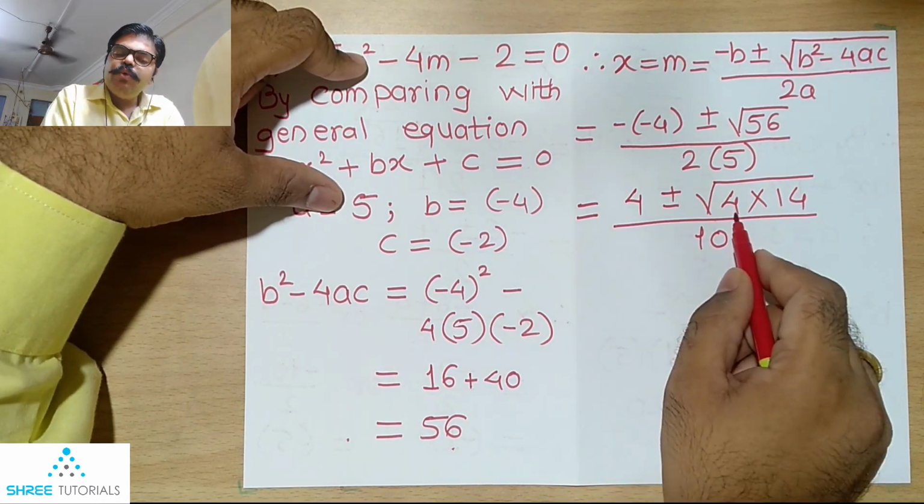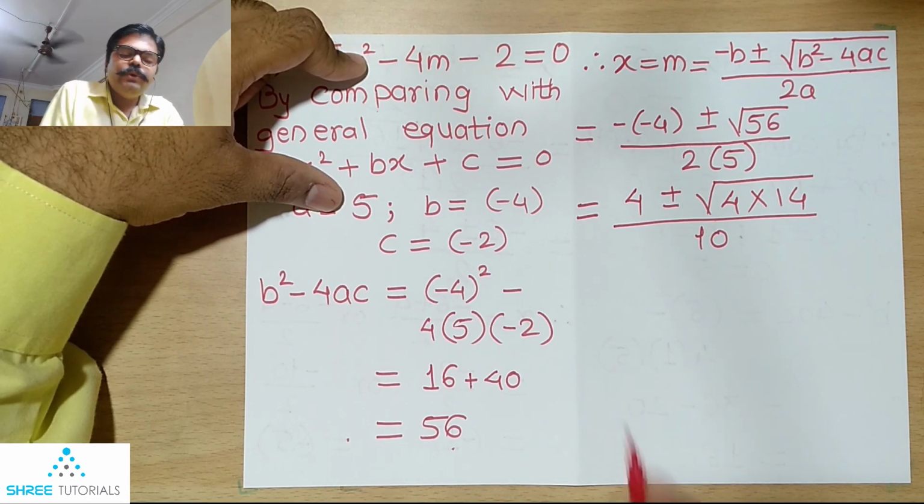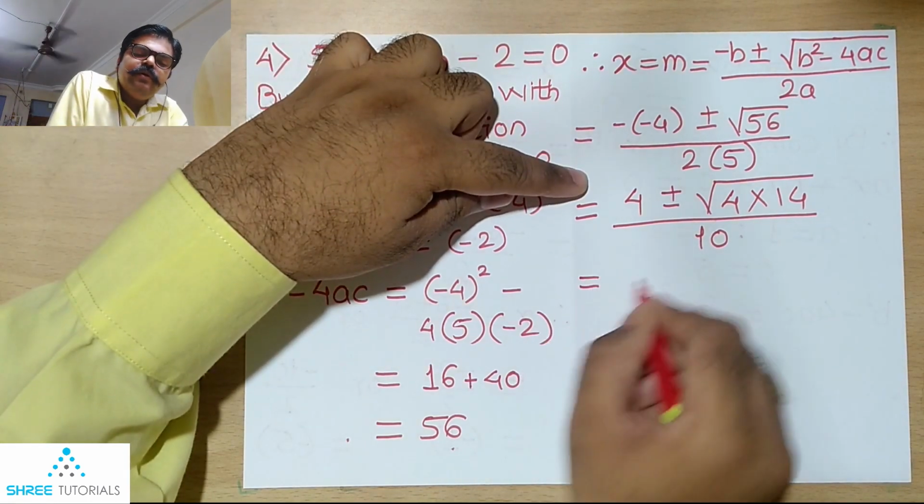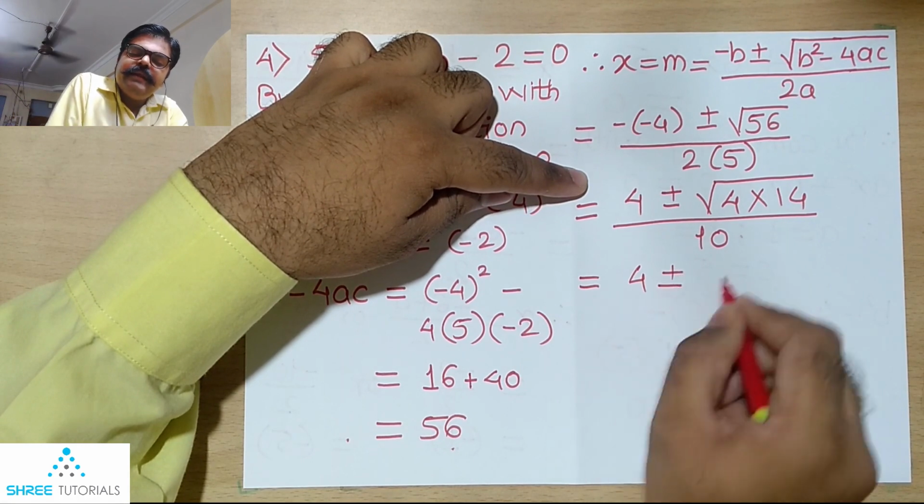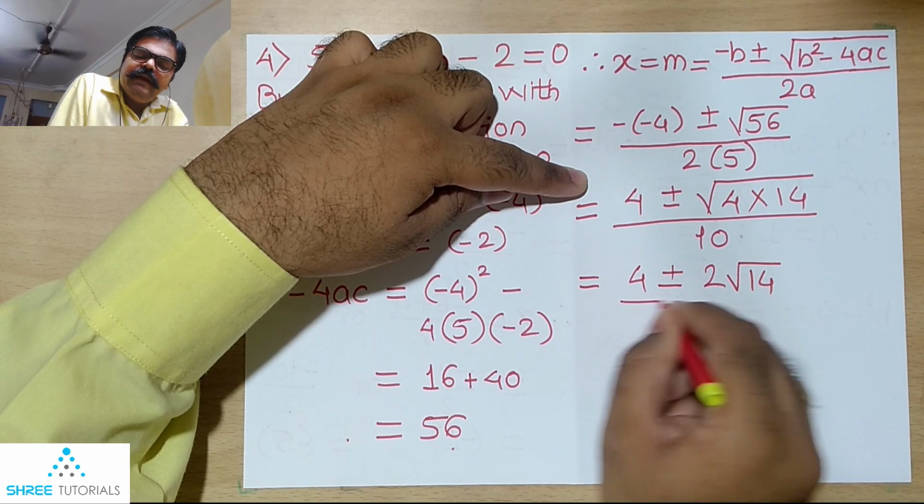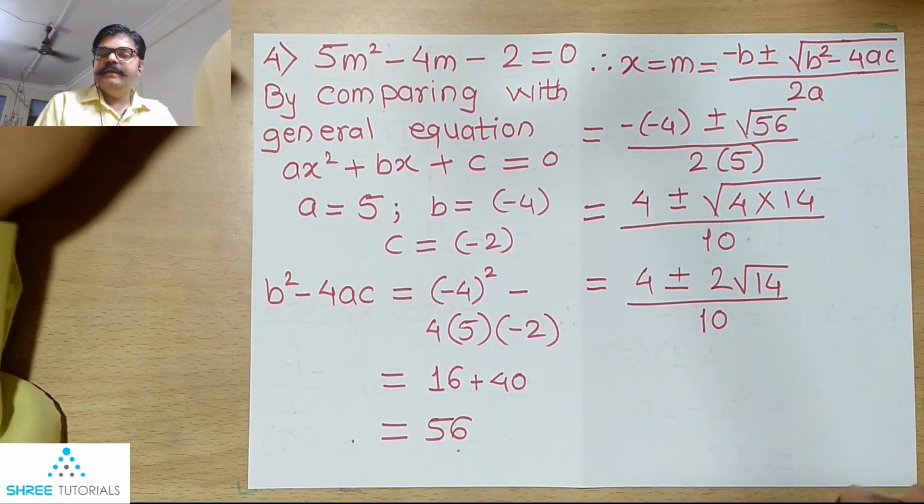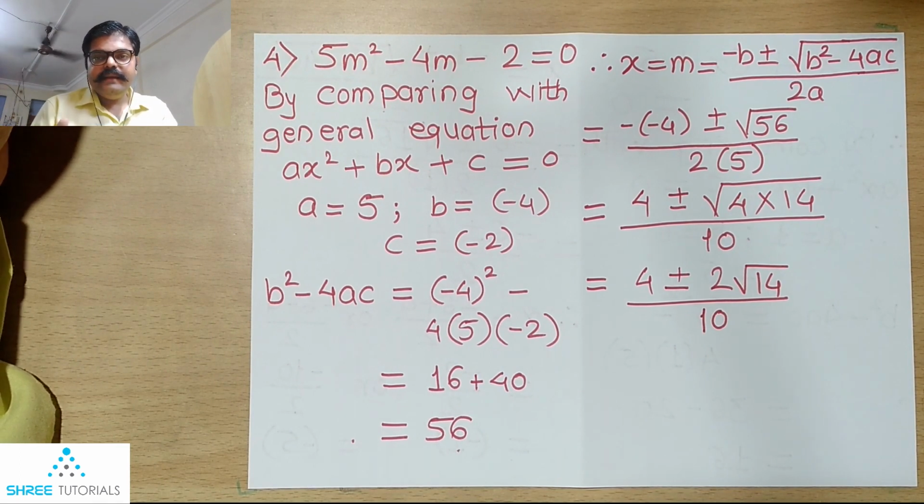We will be taking this 4 out of the square root sign. Now when this 4 goes out of the square root sign, it will become its square root, which is equal to 2. Therefore, 4 plus minus 2 root 14 divided by 10. Again, things are going to look a little bit weirder.